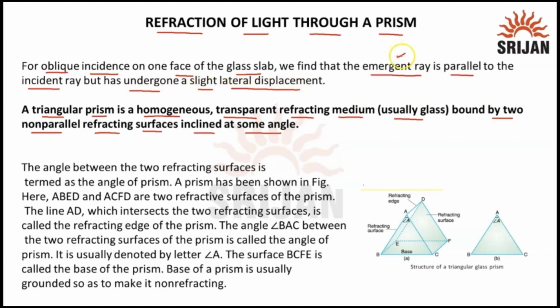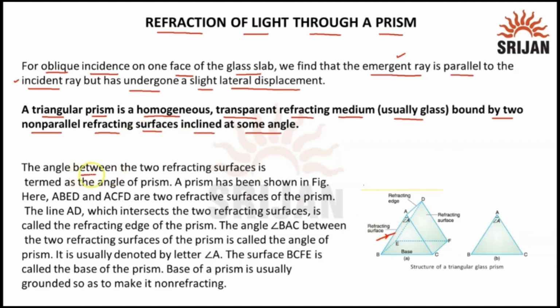Now, what is the meaning of emergent ray and incident ray? See, the incident ray is the ray that is incident or falling on the prism. Let us say if this is the refracting surface, this is the incident ray that is falling on it. An emergent ray is the ray that is coming out of the prism after refraction. So, for oblique incidence, it is observed that the emergent ray, that is the ray coming out of the prism, is actually parallel to the incident ray, but it is shifted by a slight lateral displacement.